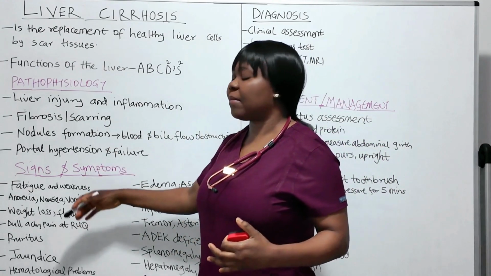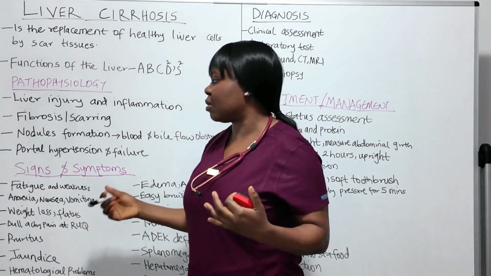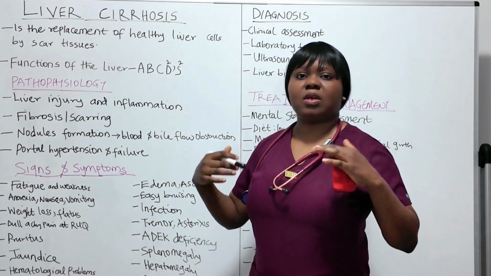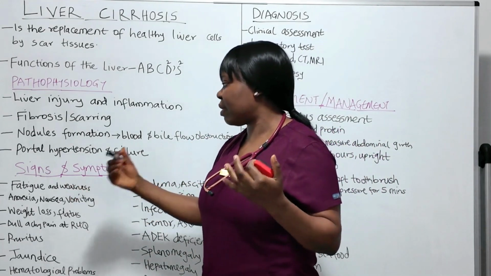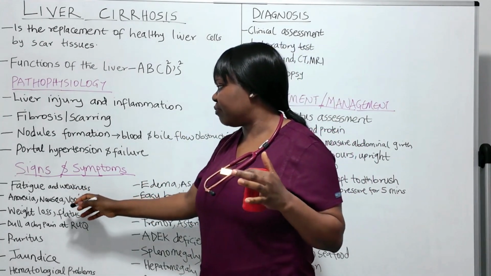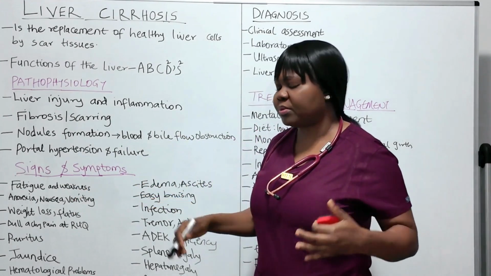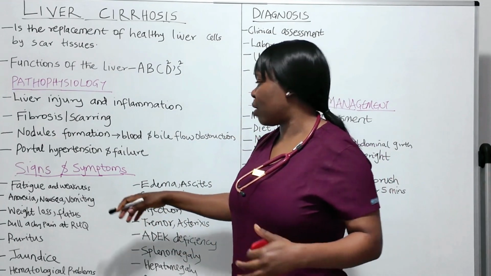So the patient is going to start manifesting some signs and symptoms. The early signs and symptoms will be fatigue and weakness. The patient will be complaining of constantly getting tired, and they will lose appetite, anorexia. They will be feeling sick, nausea, and then vomiting. They will be throwing up. They may have mild abdominal discomfort, especially at the right upper quadrant.